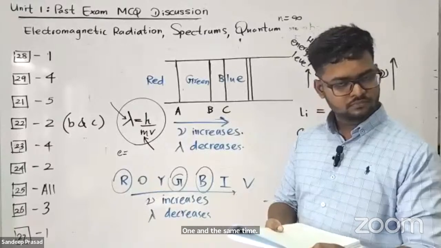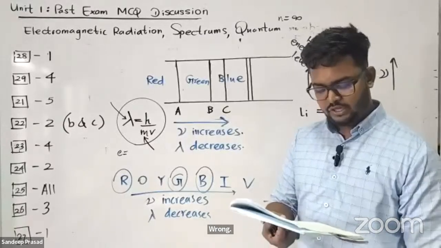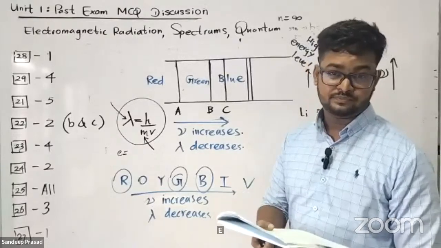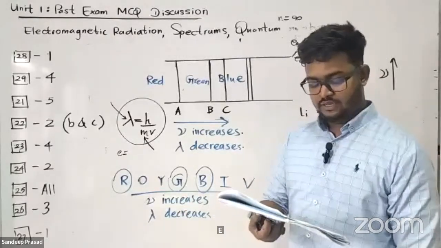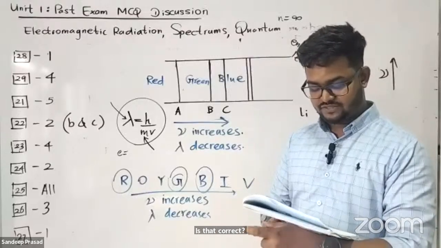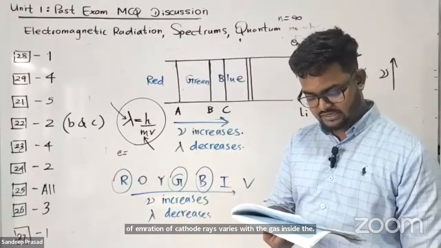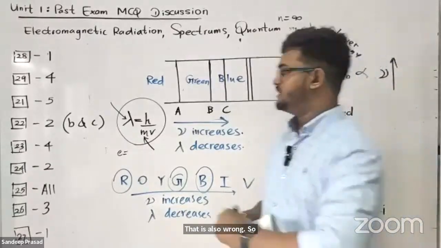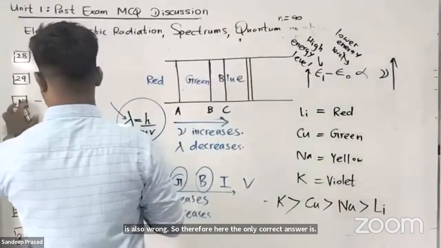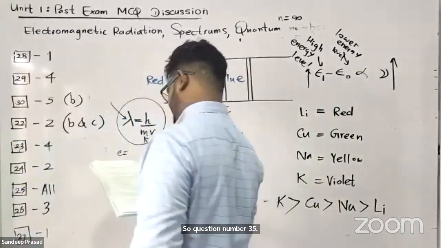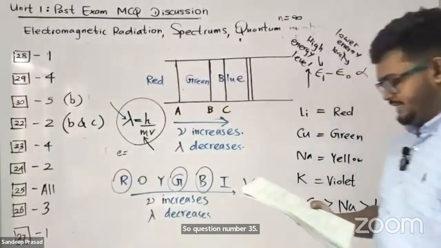Wrong. They can behave. E over m ratio of the cathode rays varies with the gas inside the cathode ray tube. Is that correct? That is also wrong. So therefore, here the only correct answer is B. So question number 30 answer is 5 because only B is correct.